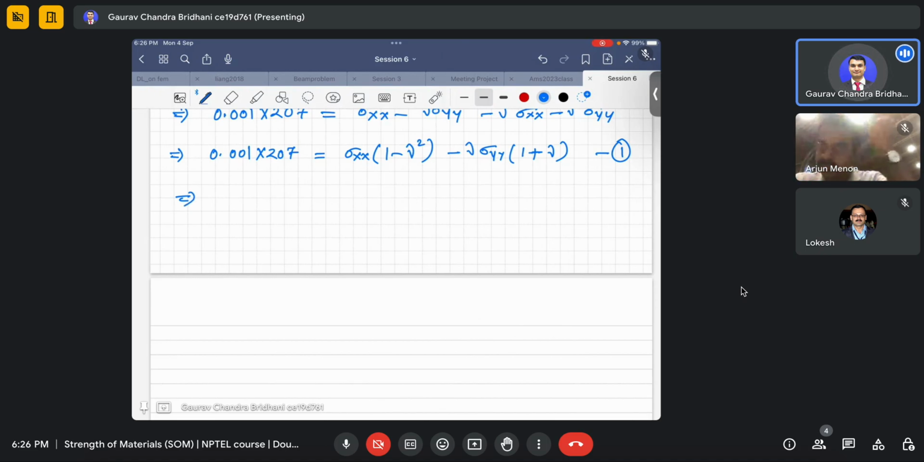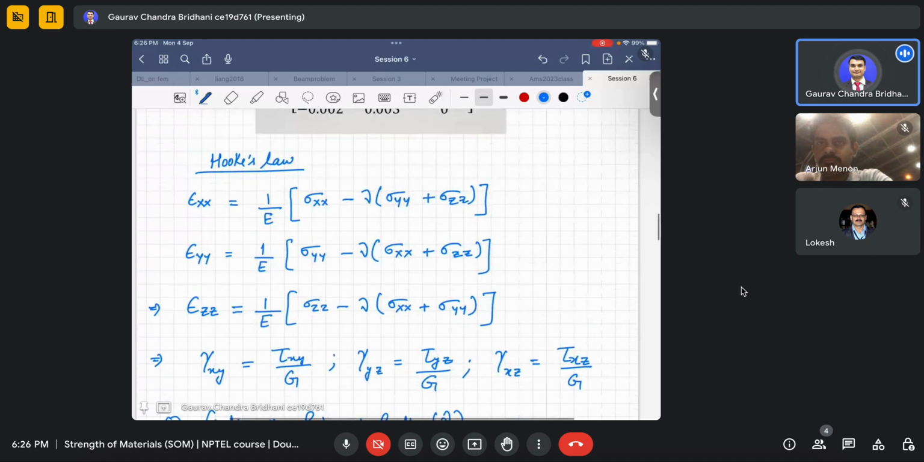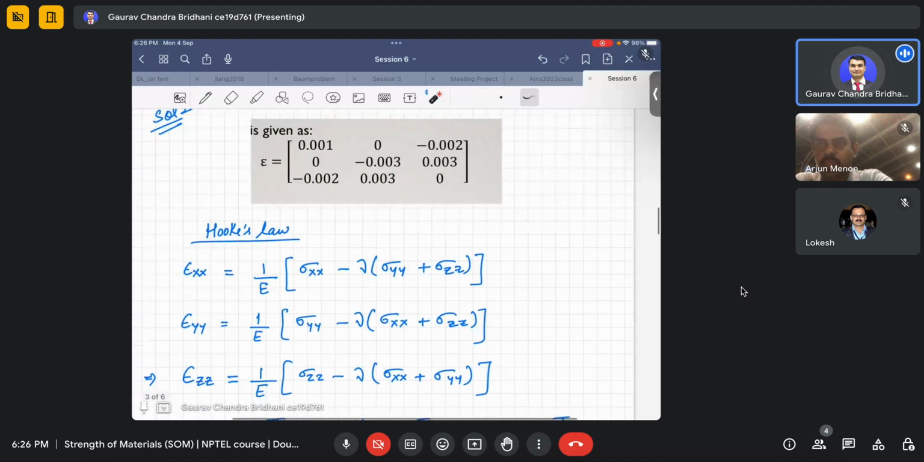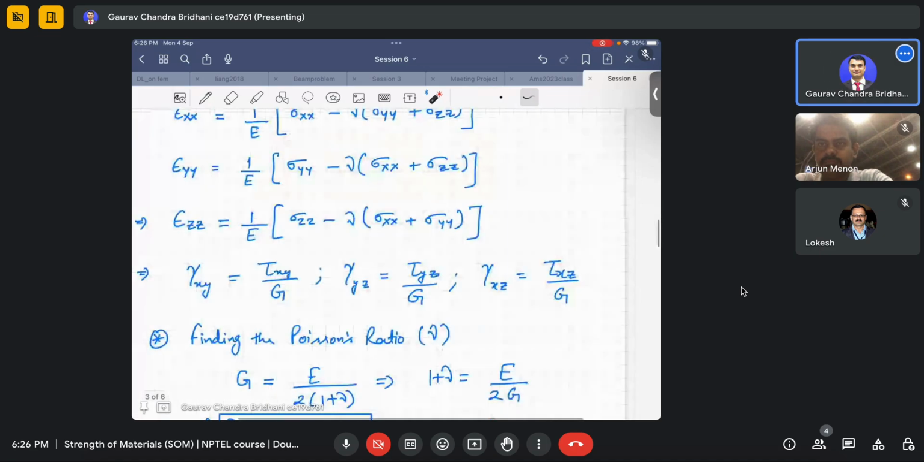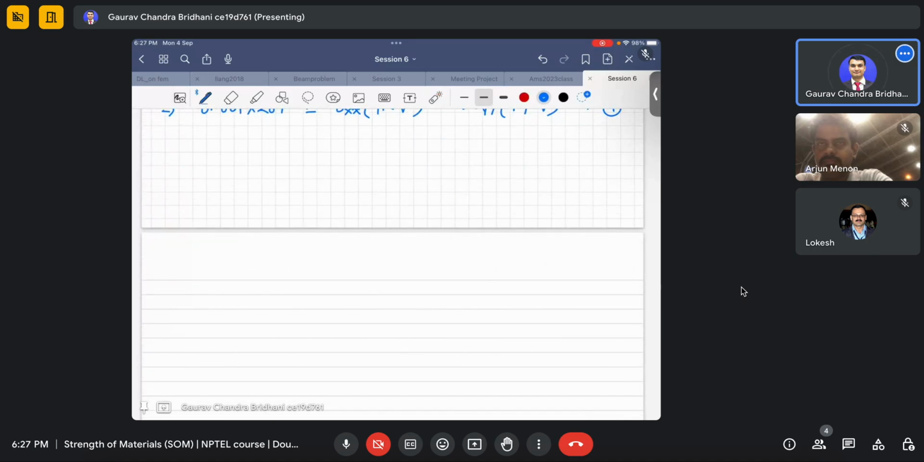This is one equation. Now we'll use the other one, the epsilon yy equation. We know epsilon yy is minus 0.003, so we'll use that fact. For epsilon yy, minus 0.003 equals 1 upon E into sigma yy minus nu times sigma xx plus sigma zz, which we replace by sigma xx plus sigma yy.